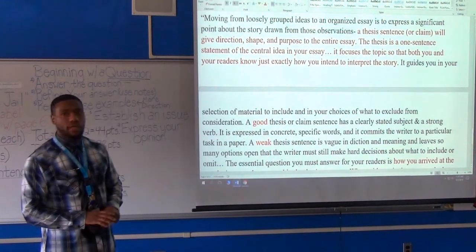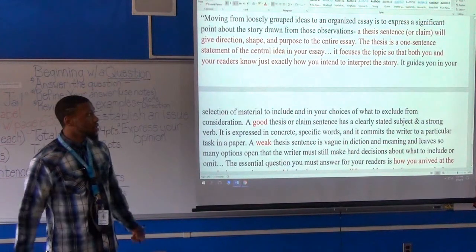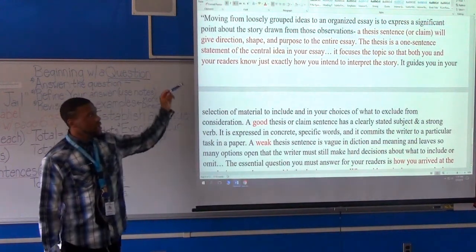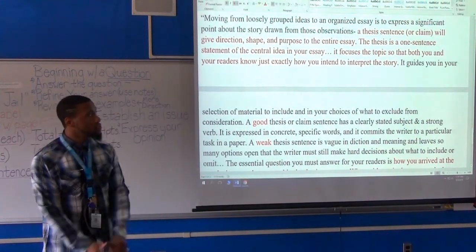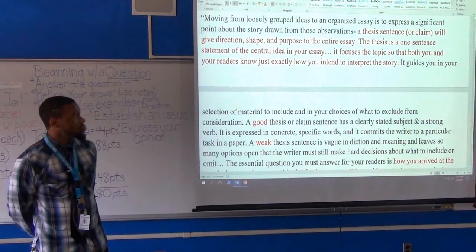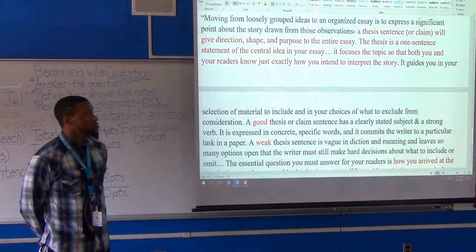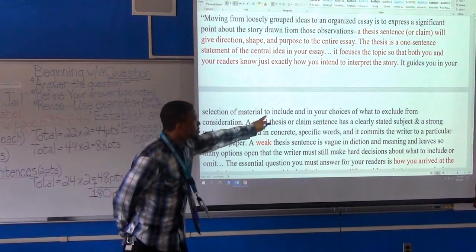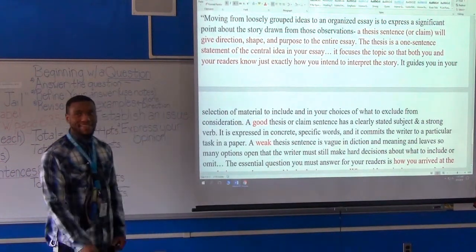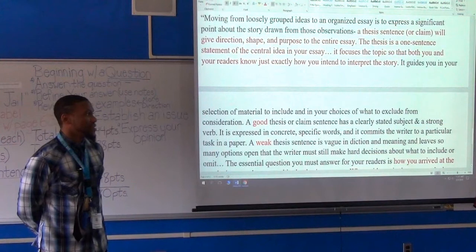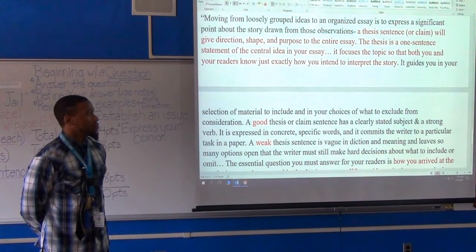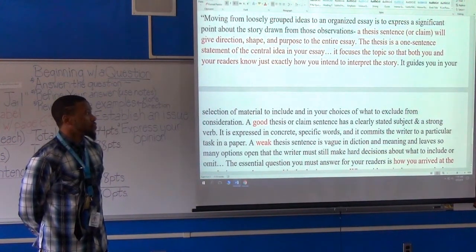Let's switch gears. Can you continue? It guides you with your selection of material to include, and in your choices of what to exclude from consideration.